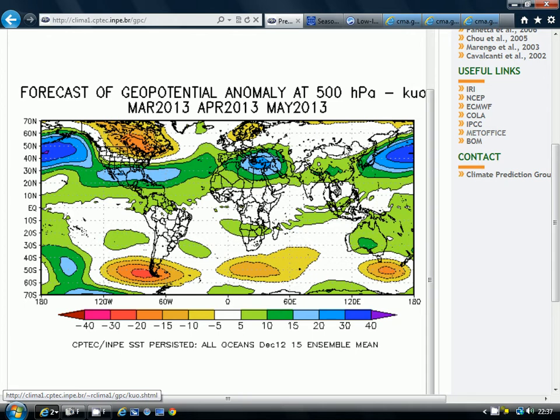Next chart we're going to look at is from the Brazilian model. This is the height anomaly at 500 millibars, and this is a little bit different to most anomaly charts, by the way. I should just explain this. Greens and blues are actually above average heights, whereas yellows and reds are below average heights. Normally it would be the other way around on most anomaly charts, but this one is a little bit different.